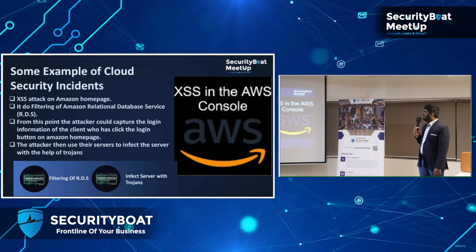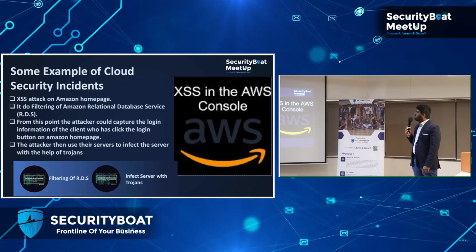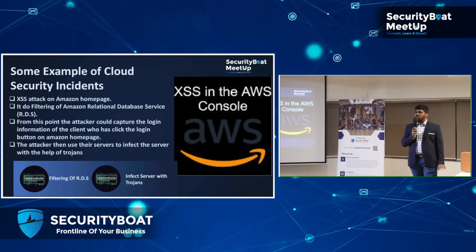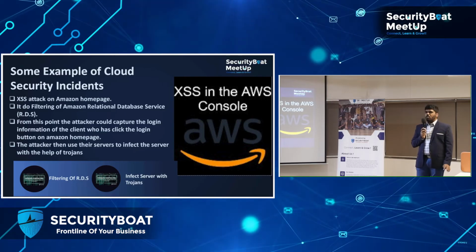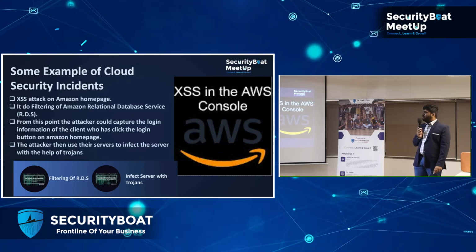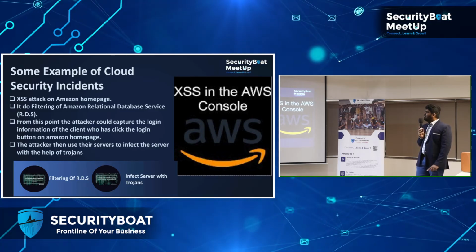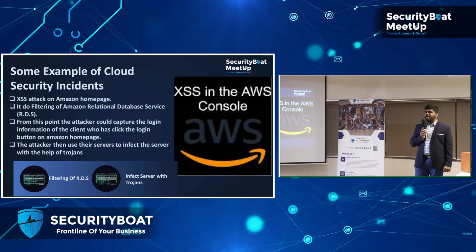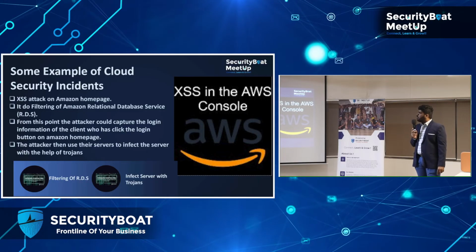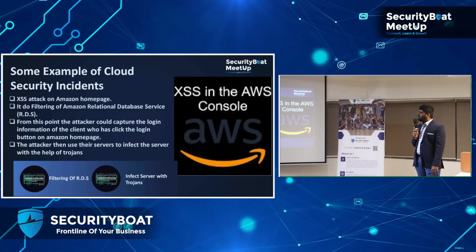Some examples of cloud security incidents. This is an example from AWS itself: a cross-site scripting attack on the AWS console. This attack filters the Amazon Relational Database Service IDs. When the customer opens the Amazon homepage and logs in with a username and password, once he has entered the credentials and clicks the login button, the information goes to the relational database as well as to the hacker's database, because the hacker has filtered the Amazon Relational Database Service. So the hacker easily gets the account username and password, and the attacker then uses their server to infect the server with Trojans. The hacker will be sending malware, Trojans or viruses into your account or the Amazon servers in order to bring them down.